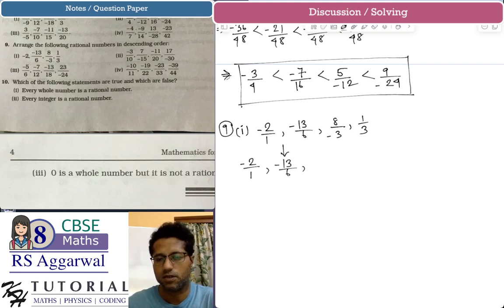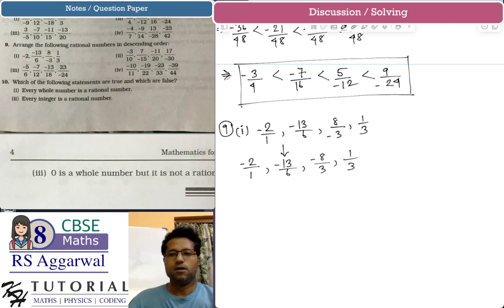8 by minus 3 is not in standard form because the denominator is negative. To make it standard form, it will become minus 8 by 3, and 1 by 3 is already in standard form. Now we see that there are 3 negative rational numbers and 1 positive rational number. So the positive rational number 1 by 3 obviously will be the greatest one, greater than all the 3 other rational numbers.